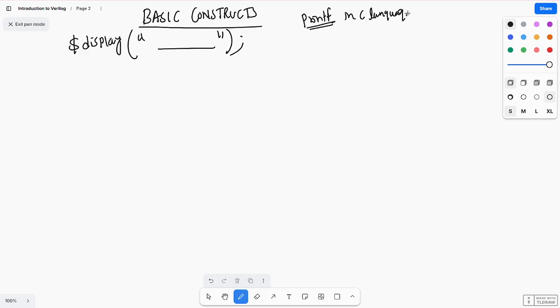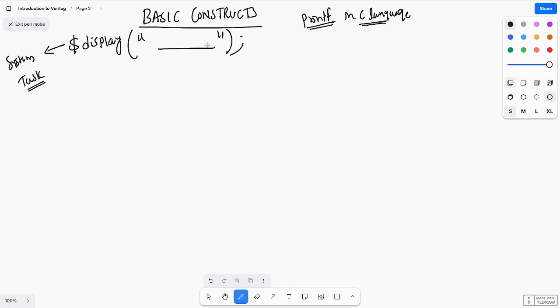Okay, C language. In C language, printf displays whatever you write in the double quotes. Similarly, $display is one type of system task. Like that, there are many system tasks that we'll discuss.